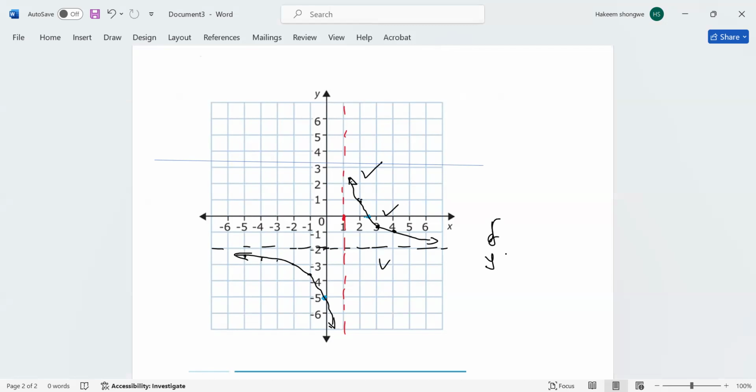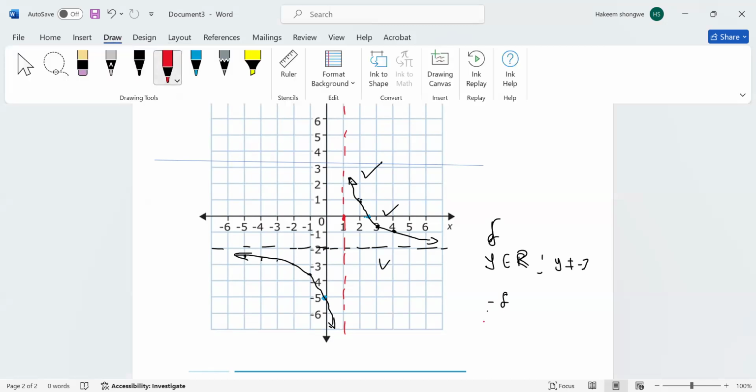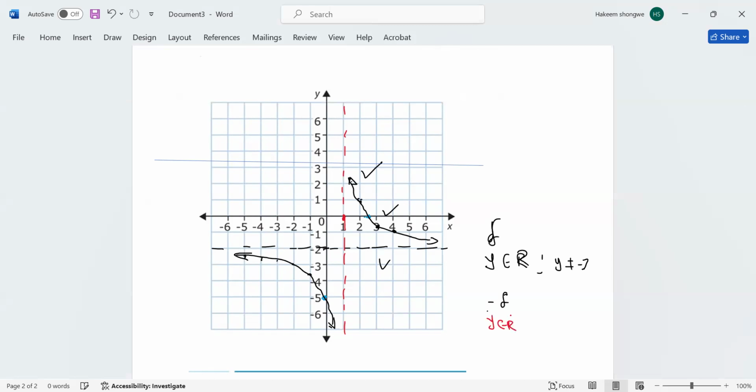y is an element of all the real numbers, but y cannot be minus 2. Then for negative f, you're going to do exactly the same thing, except you're going to tell them y is an element of all the real numbers, but y cannot be 2. Instead of, this one was negative here. If you say negative multiplied by negative 2, then you're going to have what? Positive 2. So the one that we are looking for here is the one.